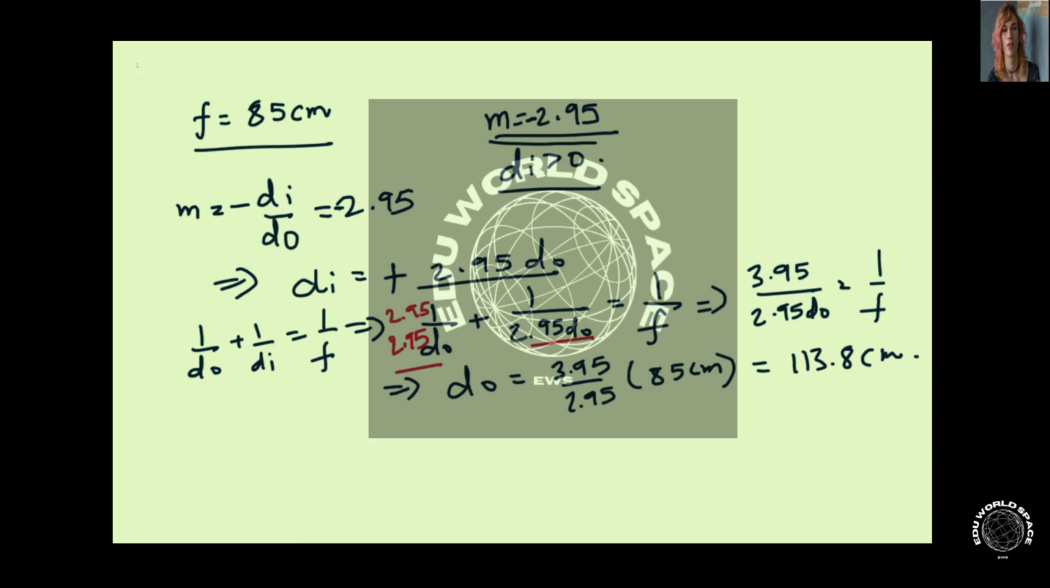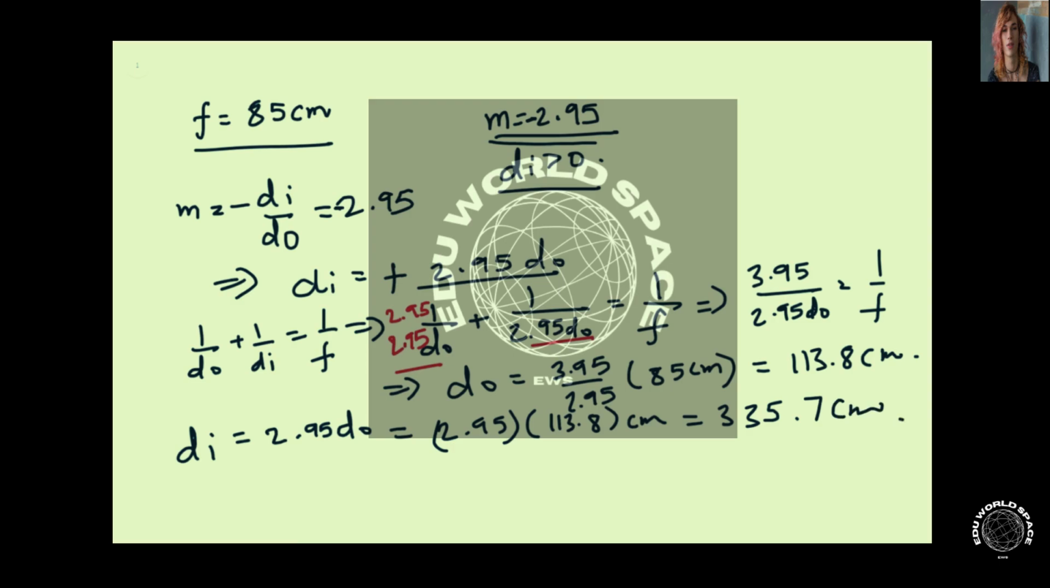Now that we have this, image distance, as we know, is simply 2.95 times dO. So that's 2.95 times 113.8 centimeters, which gives us 335.7 centimeters. Now we know that the image and the object are on the opposite sides because the image distance is positive and the object distance is positive.